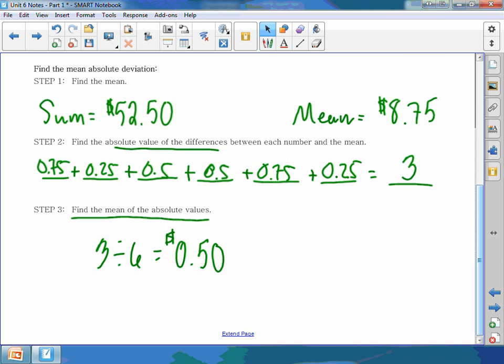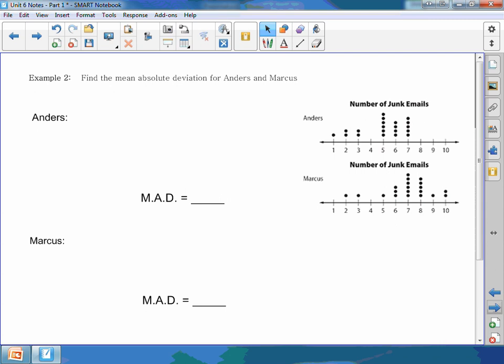This is going to be more obvious, I think, why we do this when we actually compare 2 sets of data. So that's what I want you to look at next here. Take a look at these 2 values.